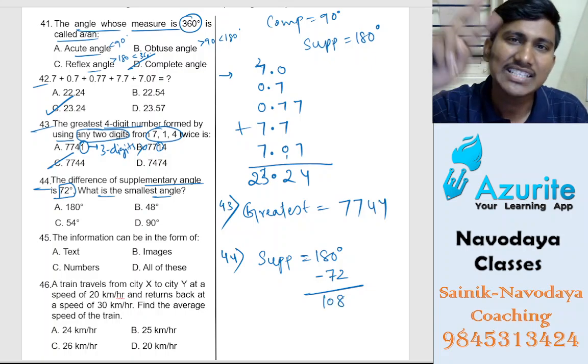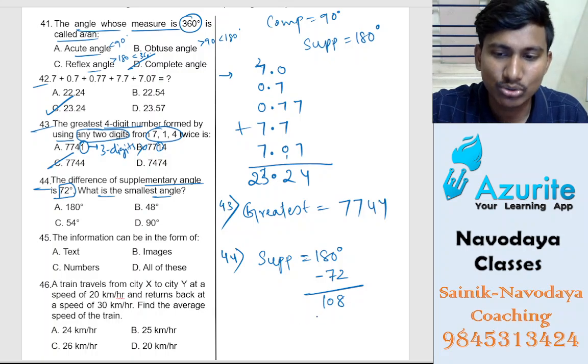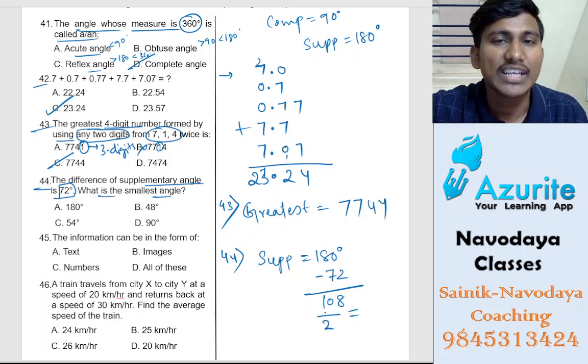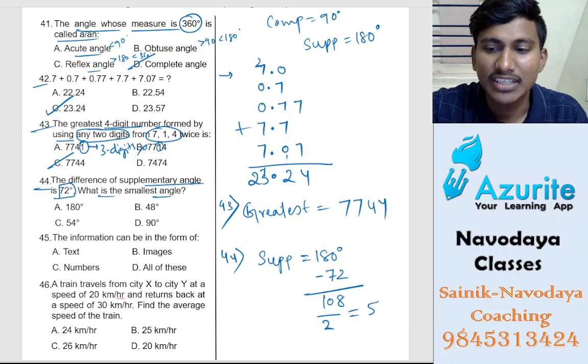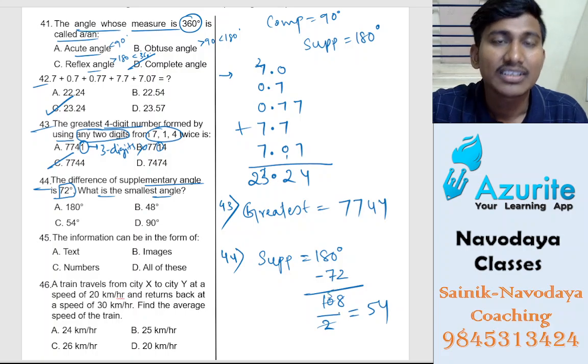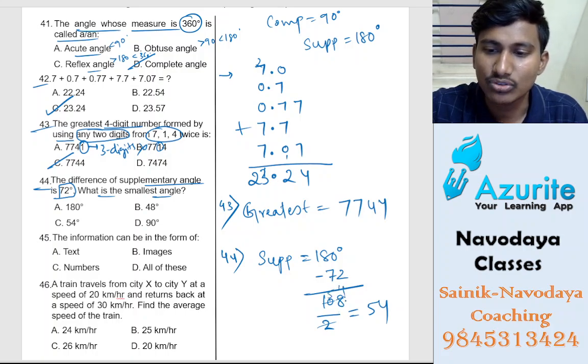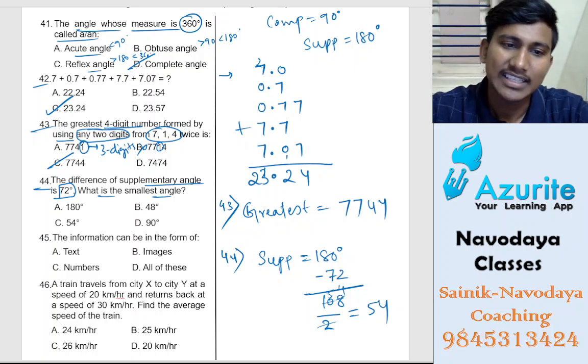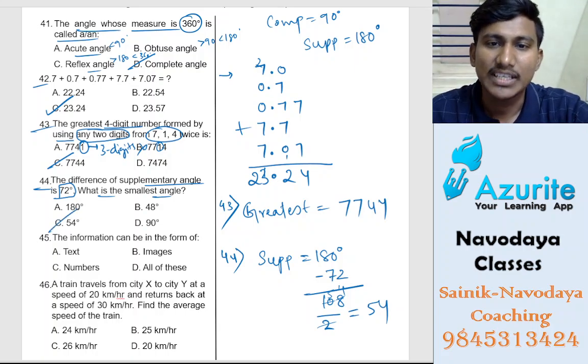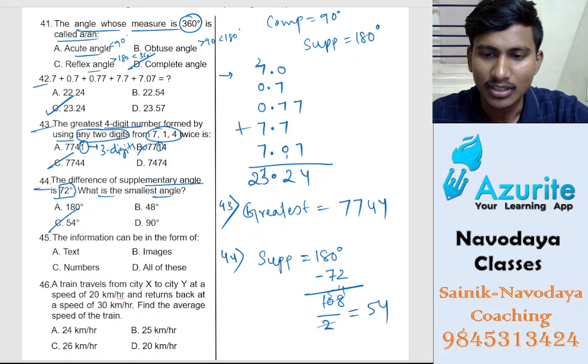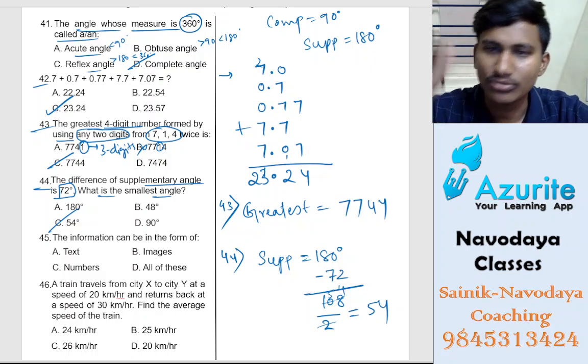There are two angles in 108, so divide by 2. You will get the smallest angle, that is 54. 2 fives are 10, 2 fours are 8. So 54 is the answer, option C, the smallest angle. Okay students, this is the shortcut for 44.